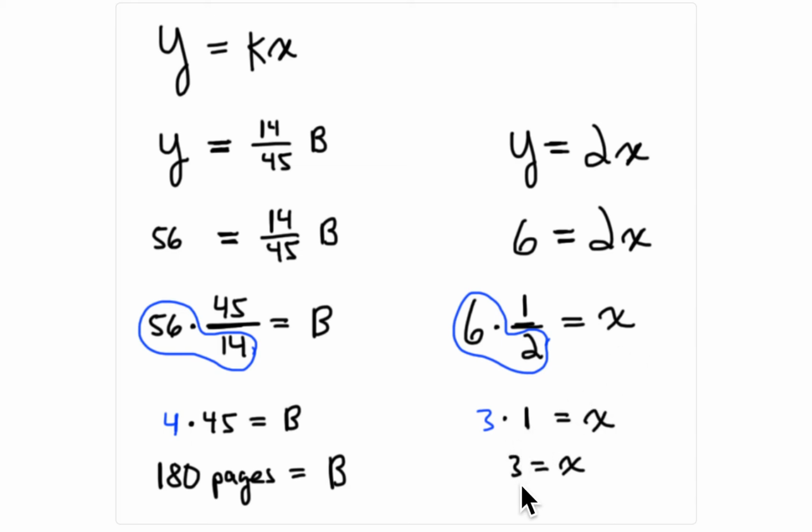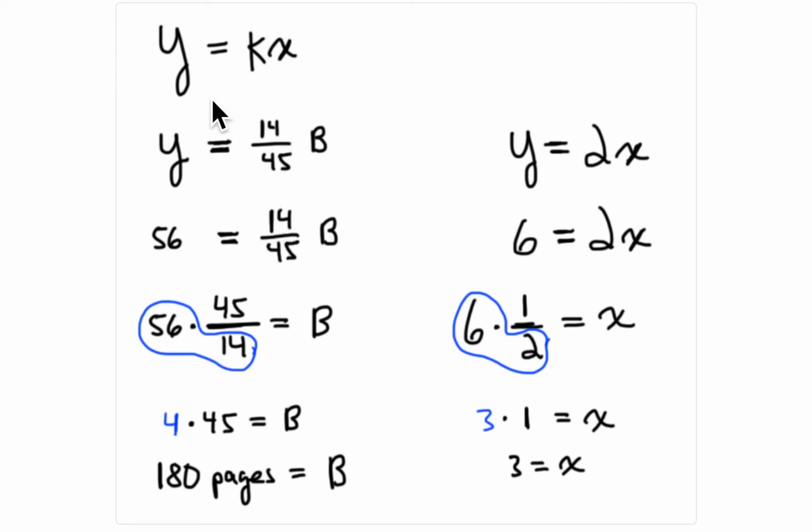3 times 1 is equal to 3. So you take that same idea to this part on the left here. I just want to go over why you multiply 14/45ths of the book by 45/14ths, which is the multiplicative inverse.